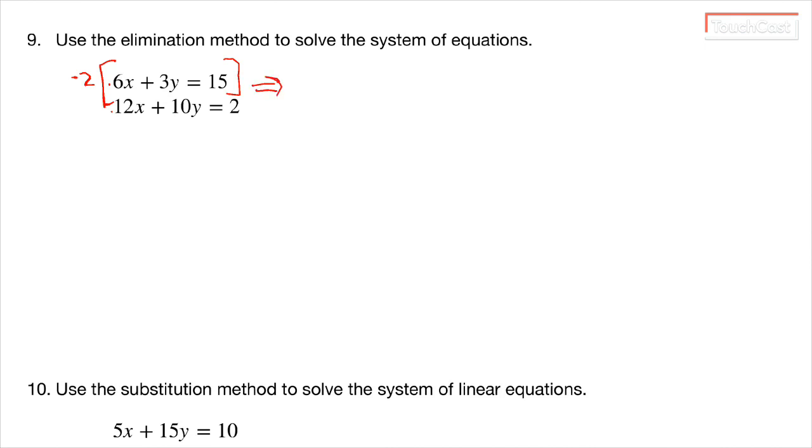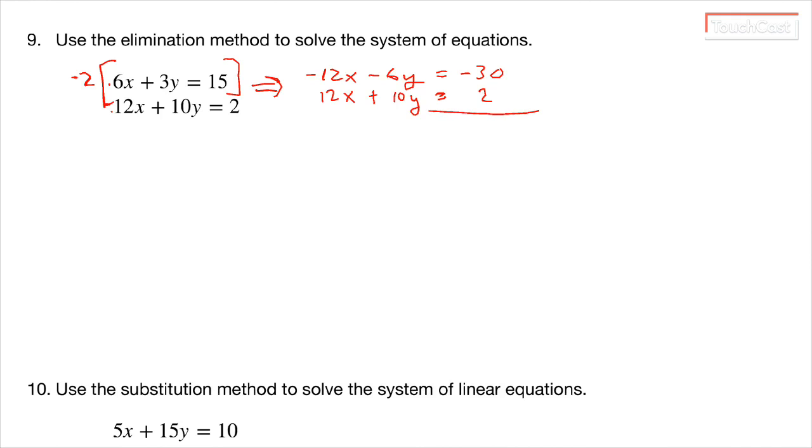So I'm actually going to just push this over to the right. Negative 2 times 6x is negative 12x. Negative 2 times 3y is negative 6y. And then negative 2 times 15 is negative 30. And the bottom remains unchanged: 12x plus 10y equals 2.